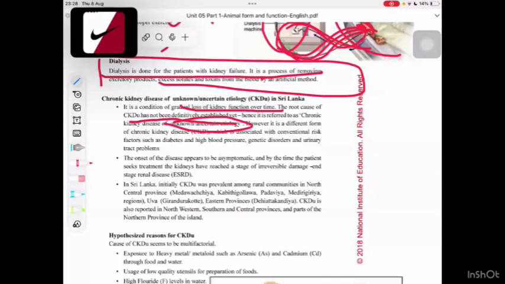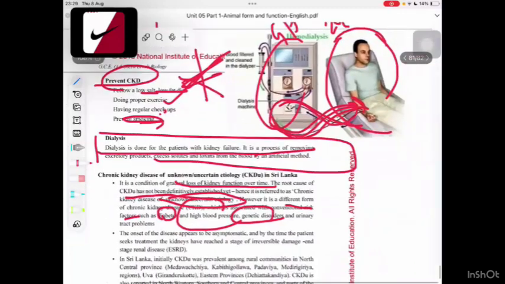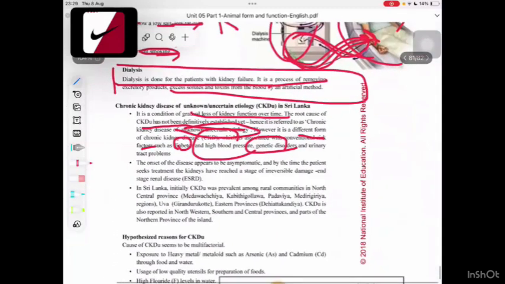It is not CKD, it is a different form, which is associated with conventional risk factors. Now, these are the risk factors. One is diabetes, just like kidney failure. High blood pressure, just like kidney failure. Genetic disorders, having a family history. Urinary tract problems, right? So these are the four risk factors that can cause CKDU, right?